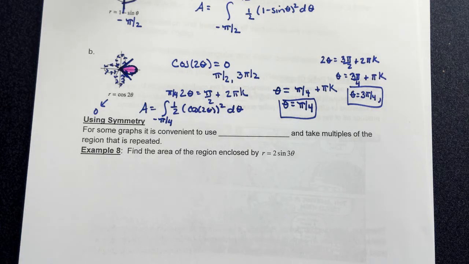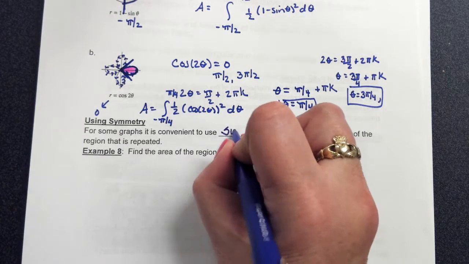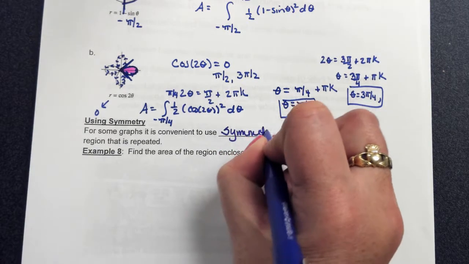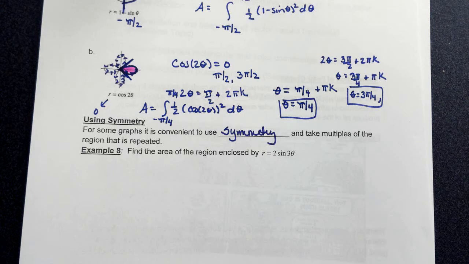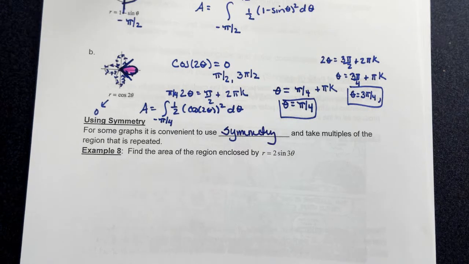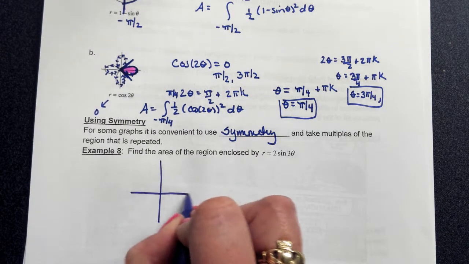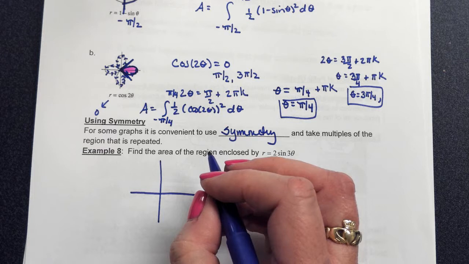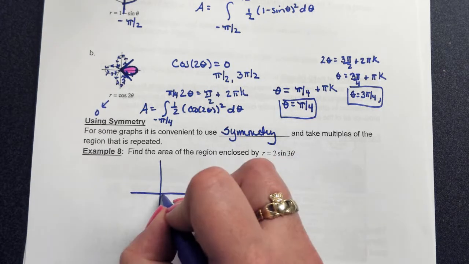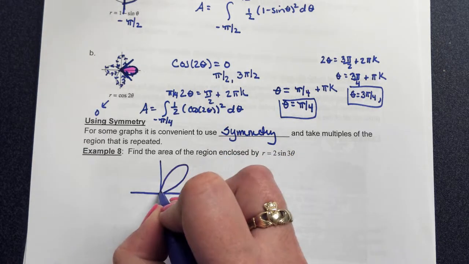Right. Like I mentioned, if you can find the area of one petal, you can find the area of the entire rose. So this is where it's convenient to use the idea of symmetry and take multiples of the region that is repeated. So what graph do we have with r is equal to 2 sine 3 theta? This is a what? A rose with how many petals? 3. So 3 petals.